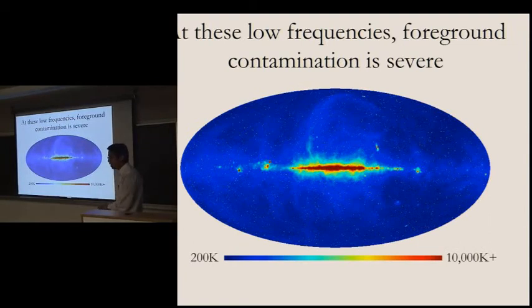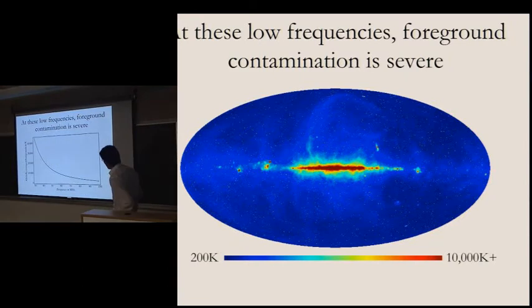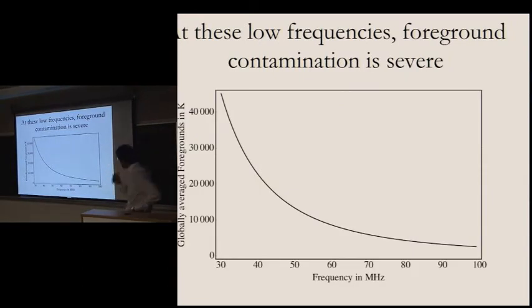It's bad. Okay? This is at 100 megahertz, and if you look at the scales here, the cleanest part of the sky at 100 megahertz is at 200 Kelvin. Okay? The dirtiest part is more than 10,000 Kelvin. Here I cut off the color scale to bring out a little more contrast, but it's severe. And if you imagine averaging over all angles, which is what is relevant for these global signal experiments, you get something like this as a function of frequency, between 30 to 100. So you've got typically tens of thousands of Kelvin in these foregrounds.